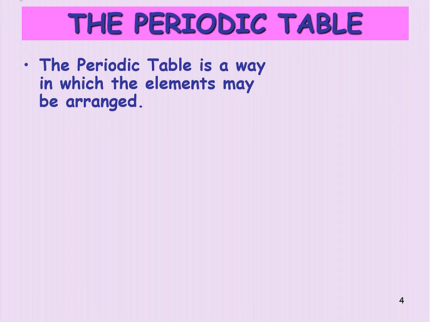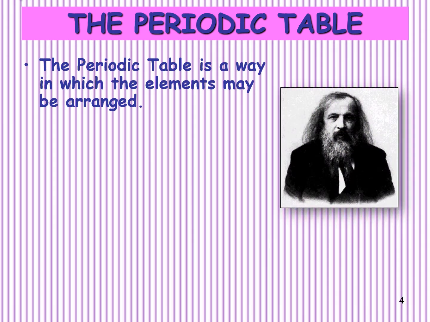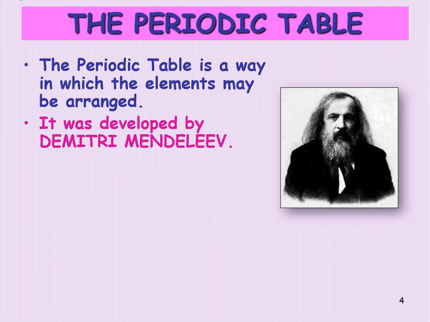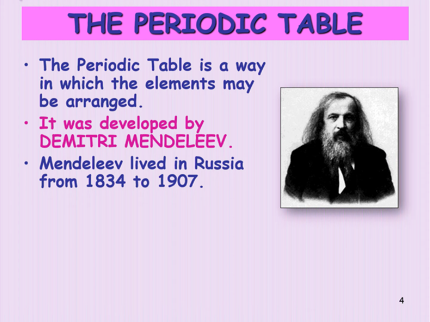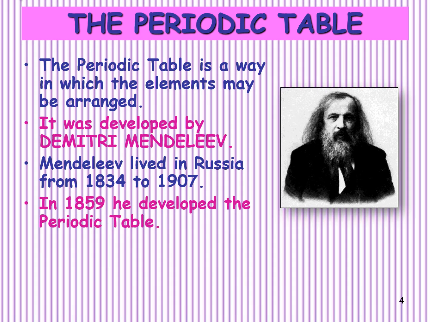The periodic table is a way in which the elements may be arranged. This system was developed by Dmitry Mendeleev, who lived in Russia from 1834 to 1907. Mendeleev was a chemist. He developed the periodic table in 1859.